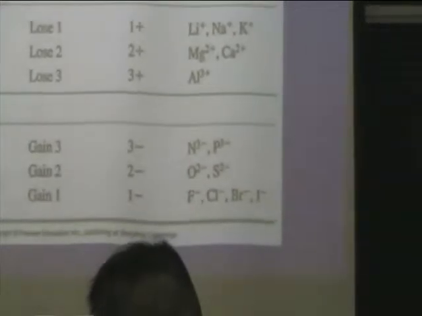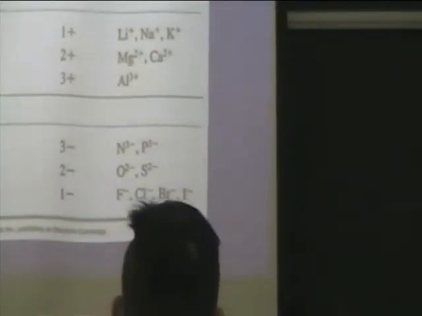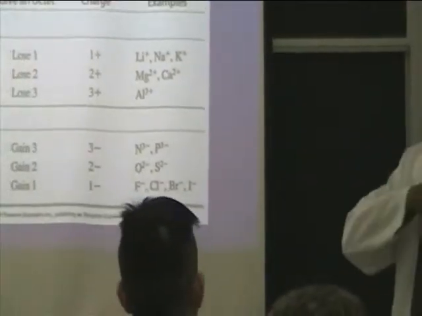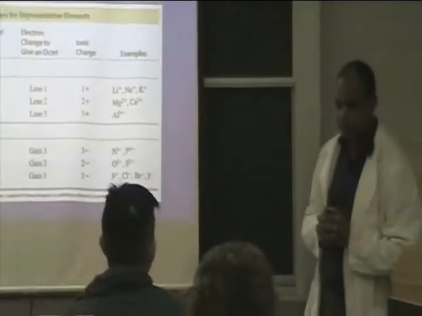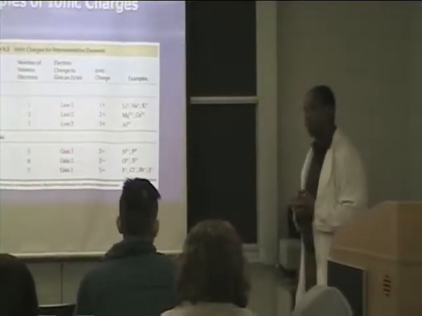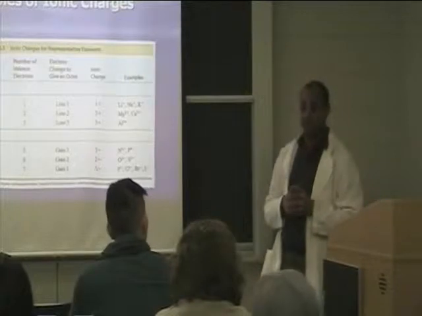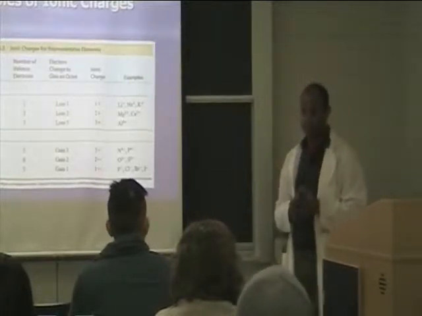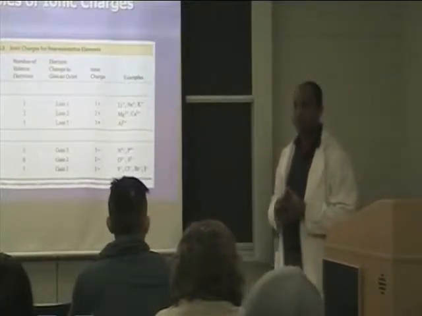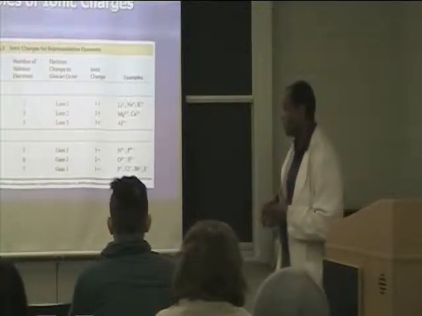I got a question. Yes, go ahead. If you have 4 electrons in the outer shell, do you gain or lose them? Good question. If you have 4 electrons, they neither gain nor lose, they share electrons. It's going to be a covalent form.